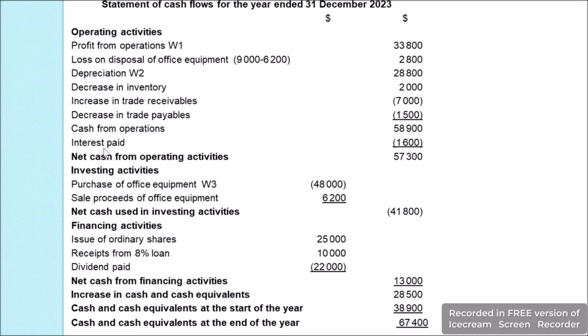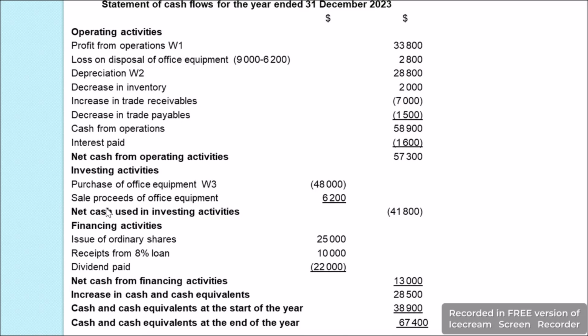So when we add and subtract all this, we get cash from operation as $58,900. From here we subtract the interest paid. Only the part which has been paid will be an outflow of cash. Hence we are going to subtract this, that is $1,600. Then we will get net cash from operating activities as $57,300. Next we have investing activities, in which the purchase of office equipment, which was calculated in the third working notes, which was $48,000, and this leads to cash outflow. Hence we are going to subtract it.